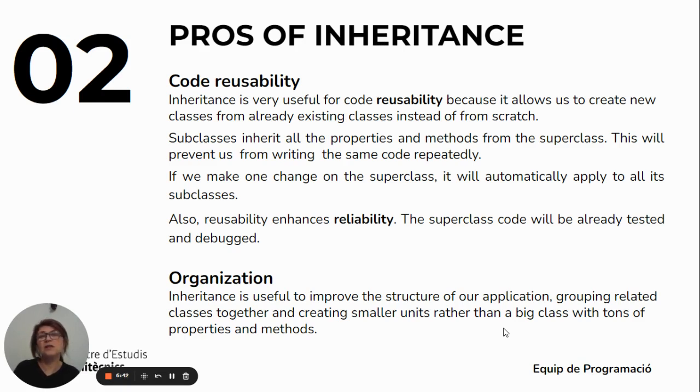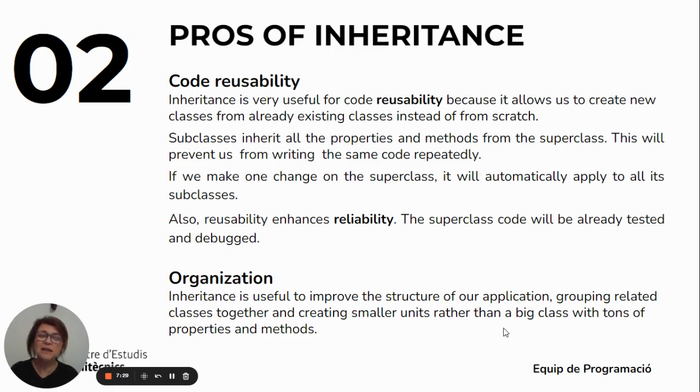So let's look at the pros and cons of inheritance. Pros. Code reusability. Inheritance is very useful for code reusability because it allows us to create new classes from already existing classes instead of from scratch. Subclasses inherit all the properties and methods from the superclasses. This will prevent us from writing the same code repeatedly. If we make one change on the superclass, it will automatically apply to all its subclasses.